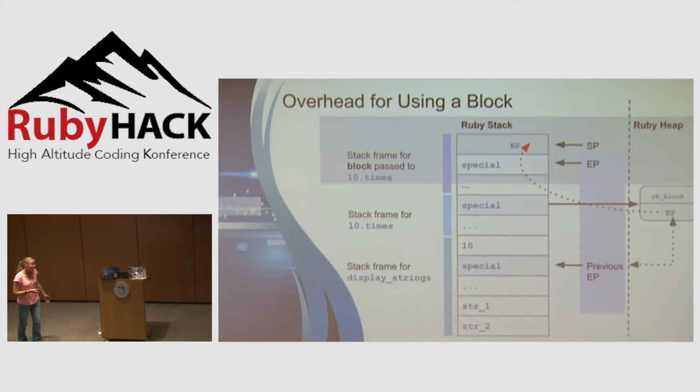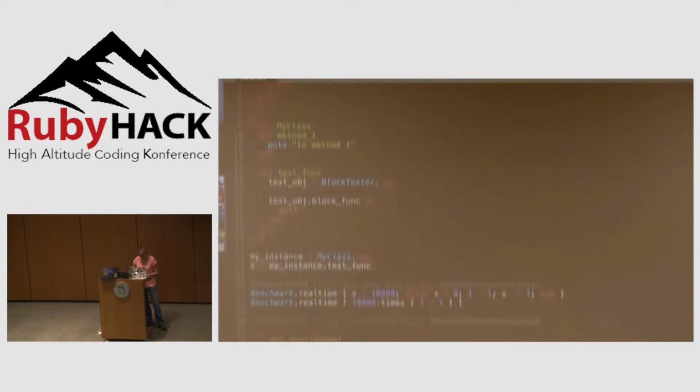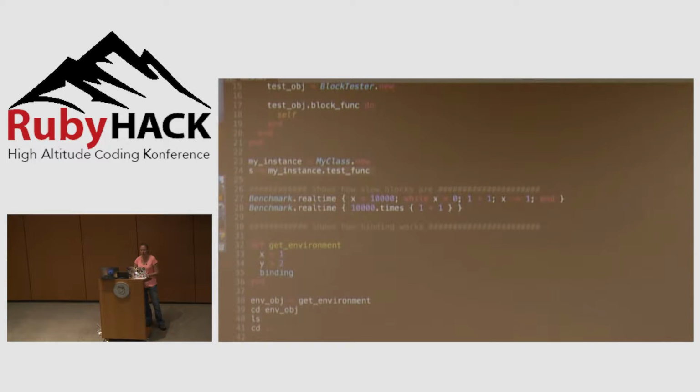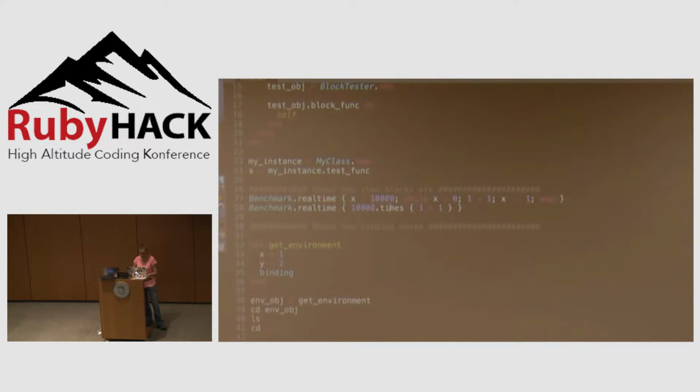Now you may ask, how slow exactly are blocks? Well, we can check this in our code again. So here I'm going to benchmark 2 loops. The first one, as you can see, is a simple while loop. It iterates 10,000 times and adds 1 and 1 together. And we see that that takes roughly that amount of time to do. And now I'm going to benchmark exactly the same thing, but this time I'm passing a block 2 times instead.